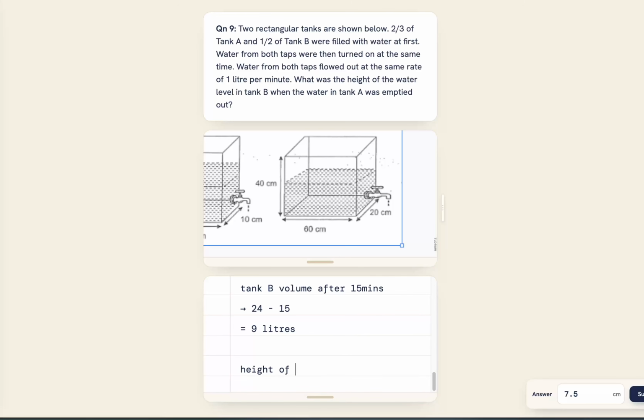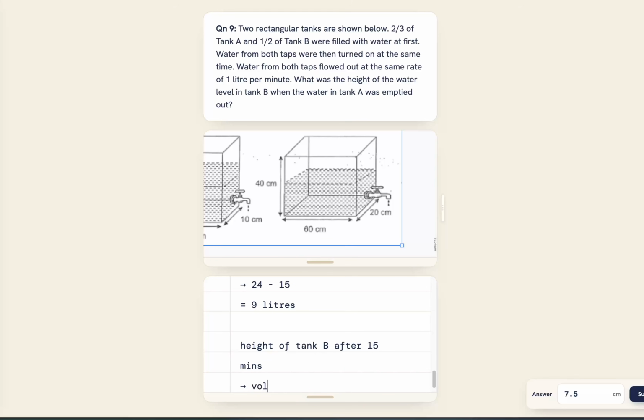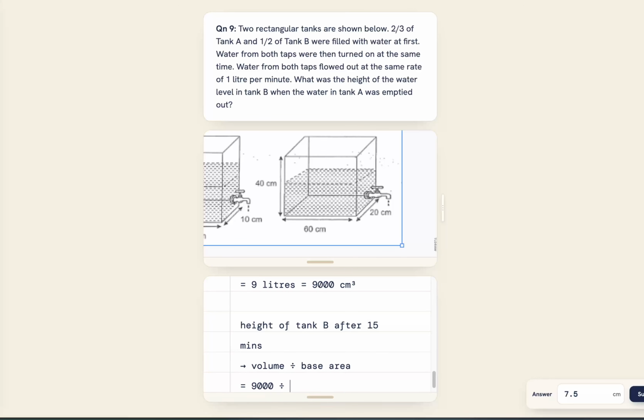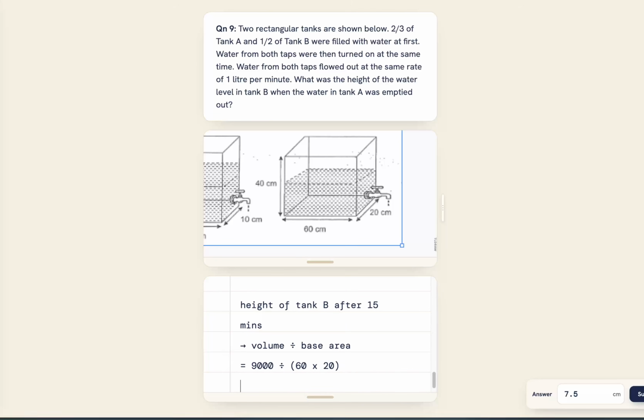So the height of tank B after 15 minutes will be equal to volume divided by base area. The volume, in this case 9 liters, will be 9,000 centimeter cube. So it will be 9,000 divided by the base area, which is 60 times 20, and this will give us 7.5 centimeters. Okay, there you go. So the answer is 7.5 centimeters.